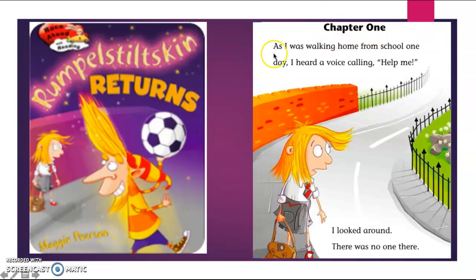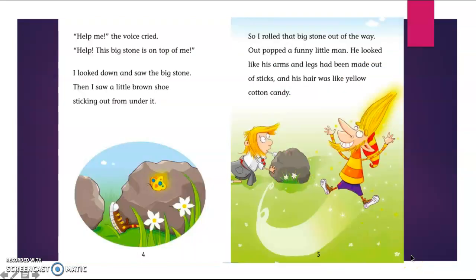Chapter 1. As I was walking home from school one day, I heard a voice calling, "Help me!" I looked around. There was no one there. "Help me!" the voice cried. "Help! This big stone is on top of me." I looked down and saw the big stone. Then I saw a little brown shoe sticking out from under it. So I rolled that big stone out of the way. Out popped a funny little man. He looked like his arms and legs had been made out of sticks, and his hair was like yellow cotton candy.